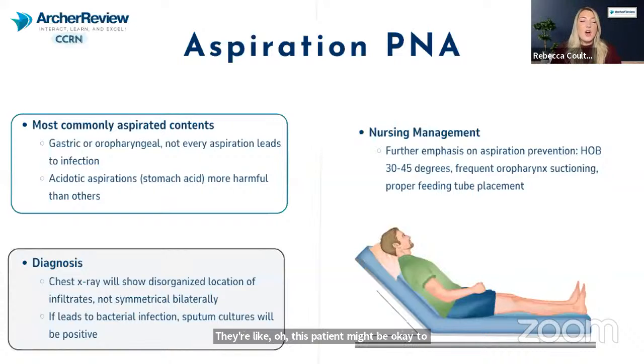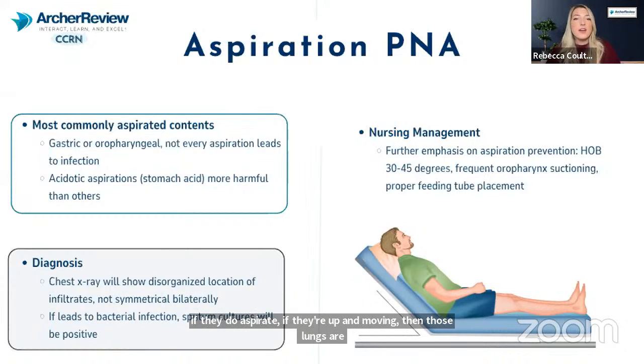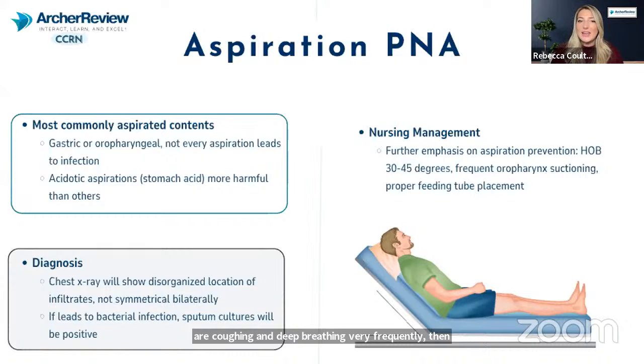It's patients that are maybe up and moving quite a bit more. That is a huge preventative technique to aspiration pneumonia, where if they do aspirate, if they're up and moving, then those lungs are coughing and deep breathing very frequently, then the chances of that aspiration turning into an infection and a pneumonia is much slimmer. So it might be worth it for that patient to subtly aspirate every now and then if there's other reasons that we're not as concerned about it.